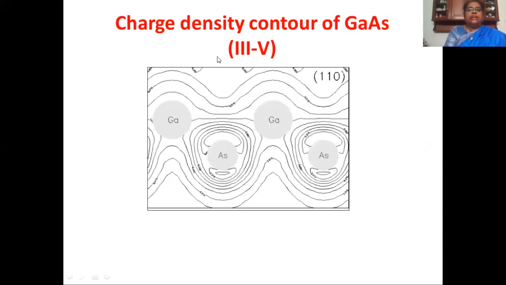Now you take one element from the third group and one from the fifth group, gallium arsenide. So now you look at this. It has a different feature. This is what I was mentioning as the mixed nature of bonding. And always the contours are drawn along the plane which has a maximum occupancy of the atoms. So on this 110 plane, we have shown the charge density. This is how it is.